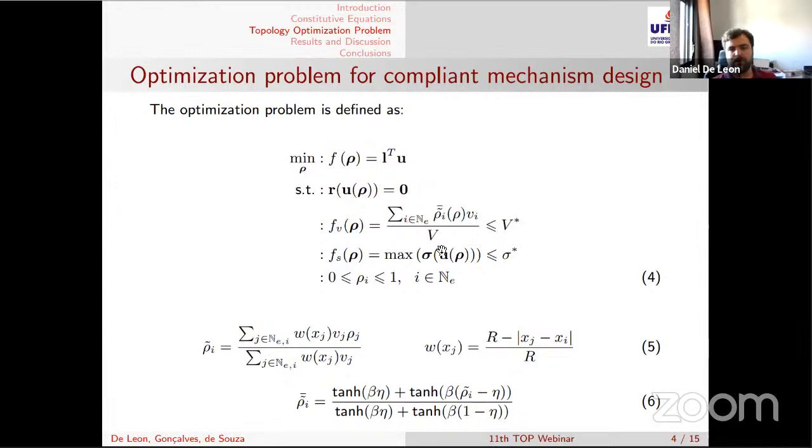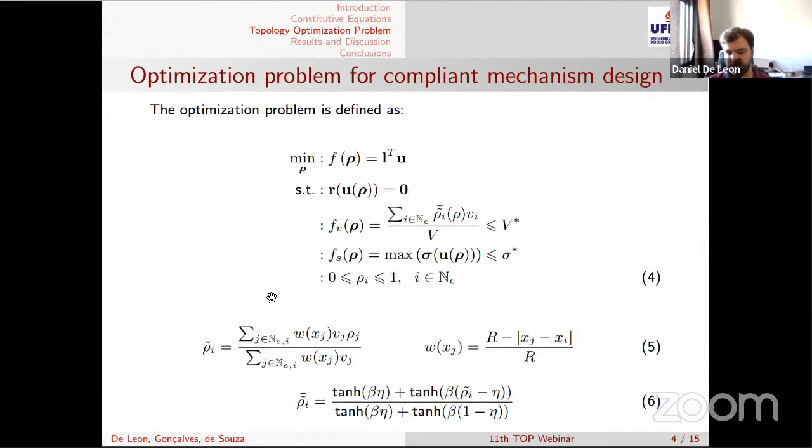There's a constraint on the volume, and there's a constraint on stress, and I'm going to show you how to get this maximum stress in the next slide. Every time you see that we are dealing with a stress-based problem, we are using this constraint in the problem.